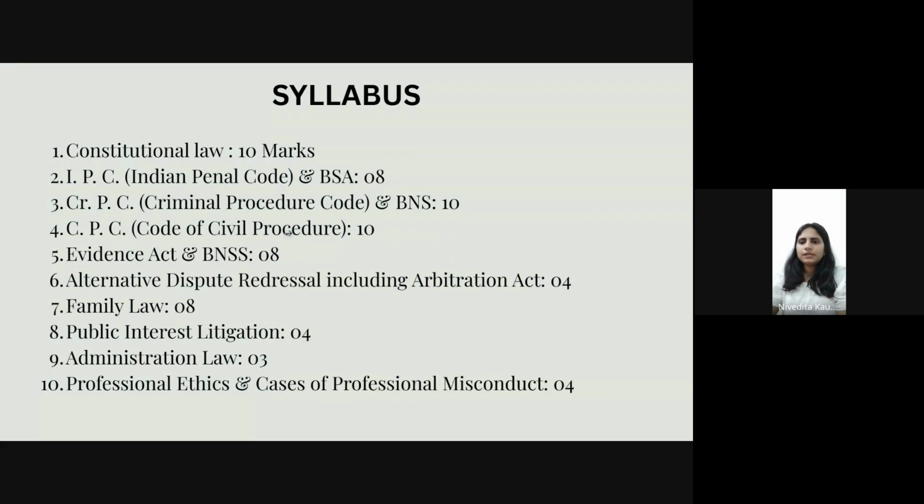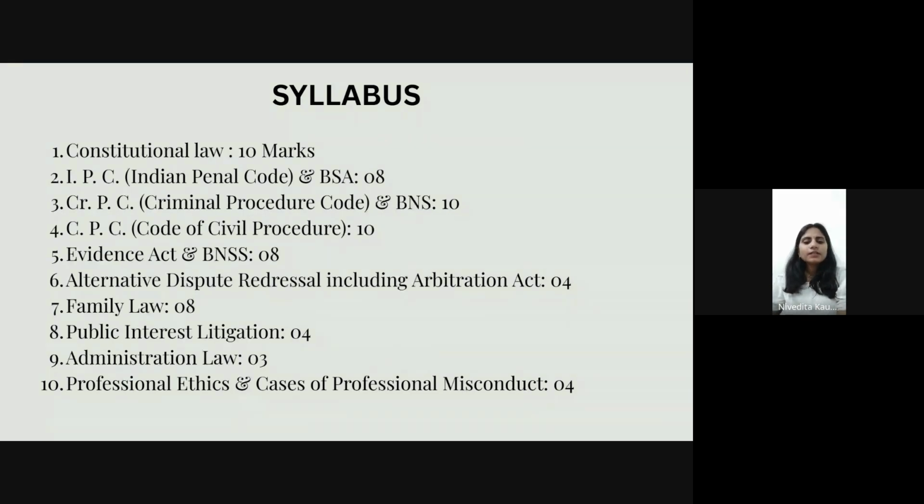IPC accompanied with BNS, CRPC accompanied with BNSS, and Evidence Act with the BSA. And it will contain 10 marks for CRPC and BNSS, 8 marks for evidence and BSA, and IPC will be 8 marks, right? Now, if we talk about the next, these and CPC for 10 marks. So if we see Constitution, CPC, CRPC, IPC, and evidence, these are 5 very important subjects which form almost 50% of the portion of the AIB examination.